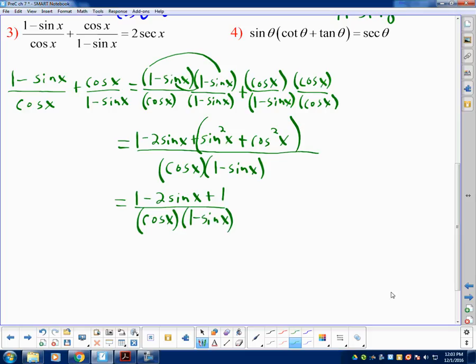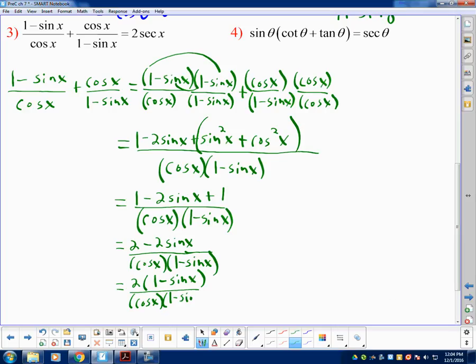And 1 plus 1 is 2. So we have 2 minus 2 sine x over cosine x times 1 minus sine x. Notice I'm not distributing this time. What can I factor out of the top? 2. I'm left with 1 minus sine x over cosine x times 1 minus sine x.